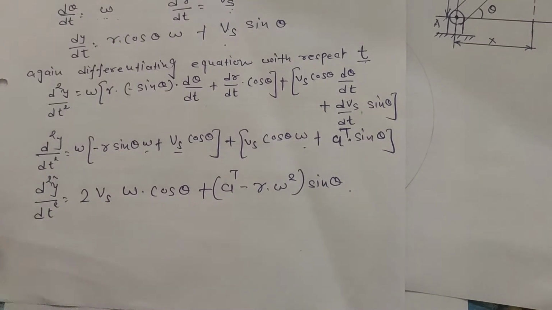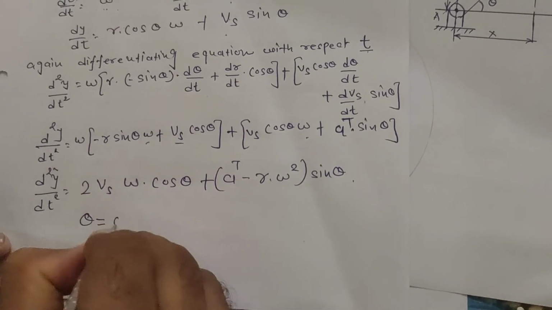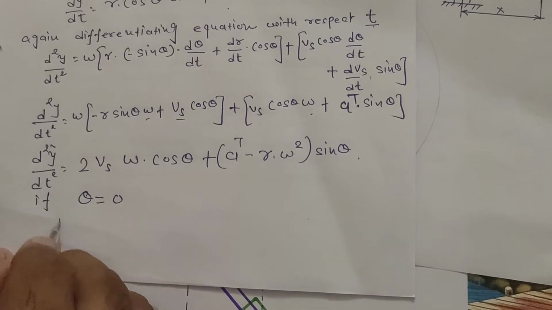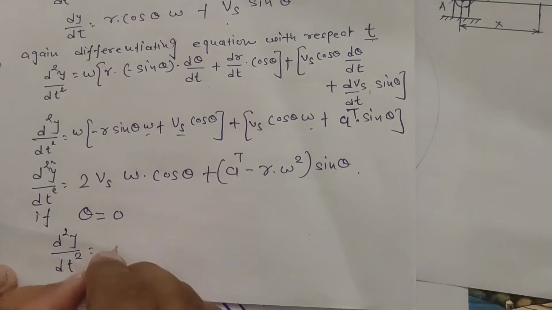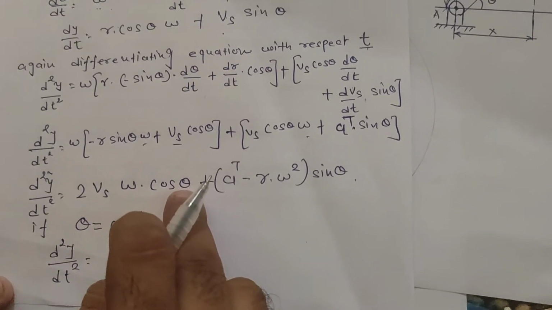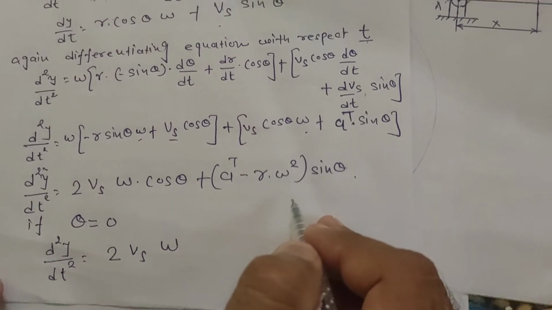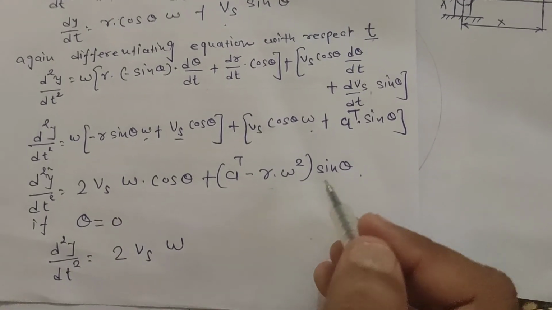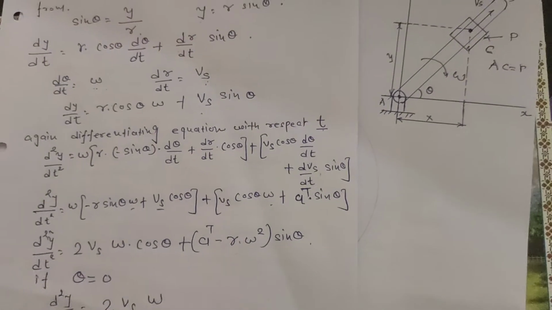In this equation, if we place theta equal to 0, then what happens? We write d square by d theta square, that 2 Vs omega cos theta, with cos 0 equal to 1, and this other part becomes 0 because of the sin theta. In place of that we place a 0, so it is multiplied by 0 and becomes 0. So this is the point, the final equation.